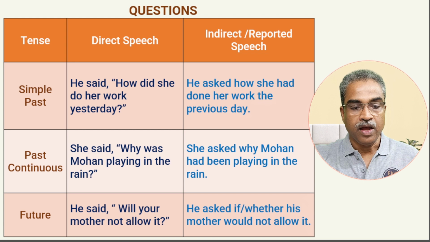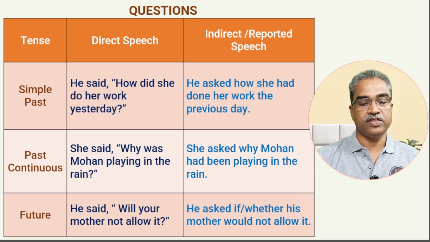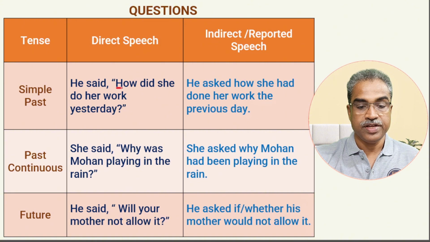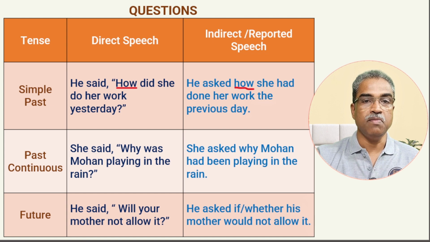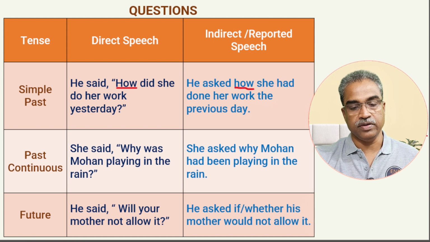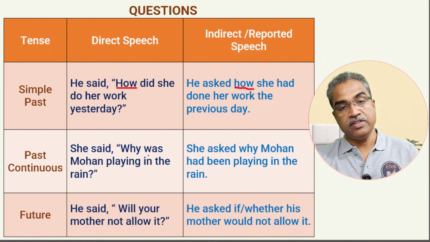So he said, how did she do her work yesterday? Tell me, which tense is this one? How did she do her work yesterday? It is simple past tense. Okay. So we can say, he asked. Now this how is the question word. That is shifted here. And know that, please don't add that. Some people will say, he asked that how. No, no double conjunctions there. In questions, no that whatsoever. So he asked, how did she do her work, is simple past tense.